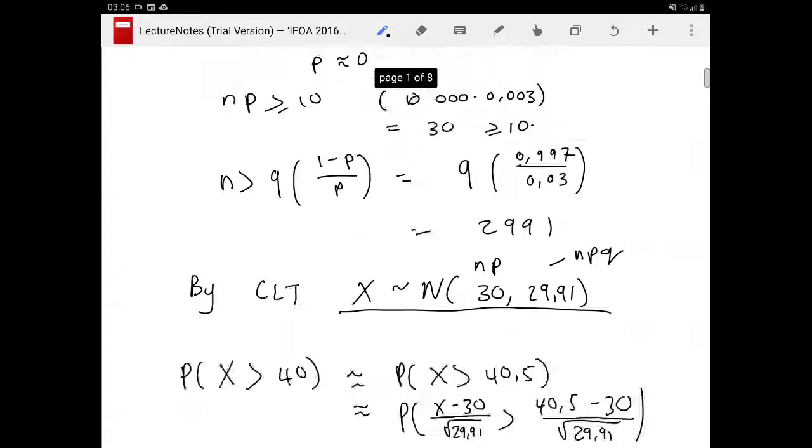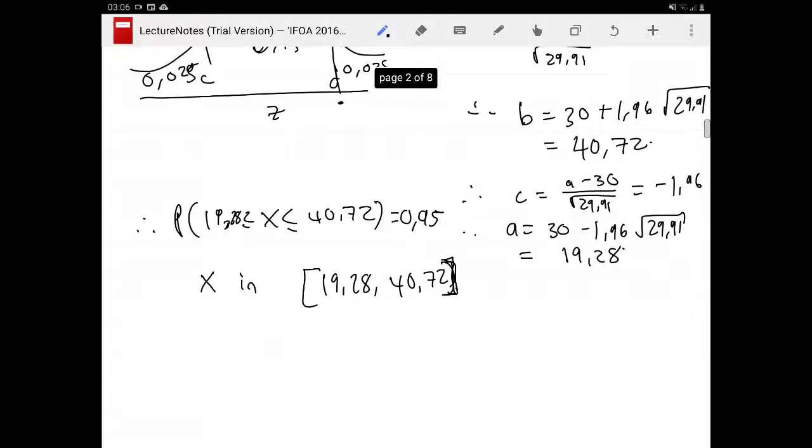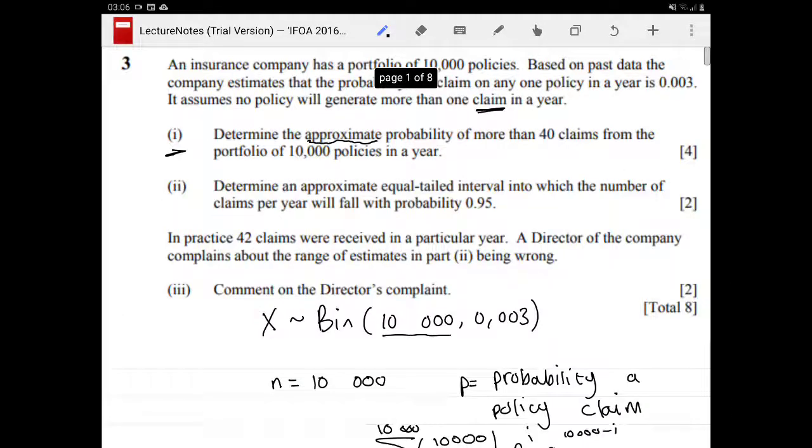Well, we aren't saying that your X value will always be in this interval, just that your X value will be in this interval 95% of the time. So there's a 5% probability that your X value in a particular year will not be in that interval. That's how the confidence interval basically works. And that is the comment you have to make: the director doesn't understand what this confidence interval is. Obviously, you'd be a bit more polite than that. But yeah, that's the end of the question.